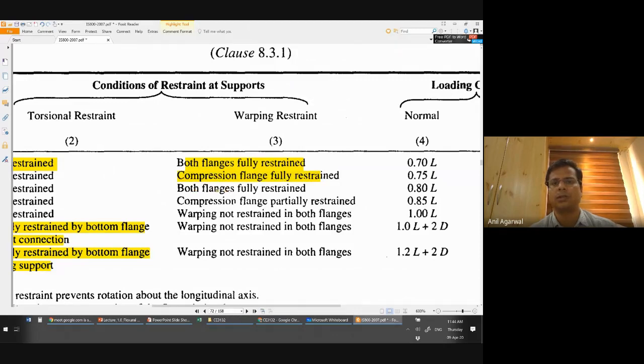And the third one, there is a mistake here. I had made this correction in my hard copy of IS 800. I don't have it here. So this third one, which says both flanges fully restrained, it is supposed to be something else. I'll get back to you on this one. Then the fourth one, compression flange partially restrained. I think it should be both flanges partially restrained. Compression flange partially restrained, warping not restrained in both flanges.